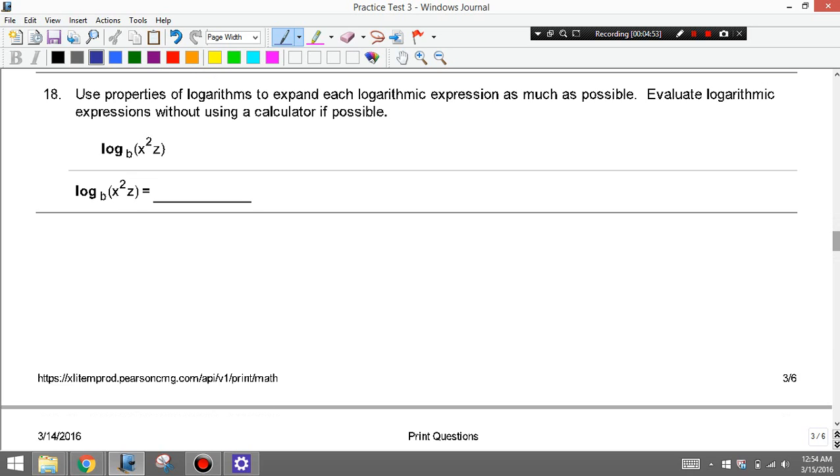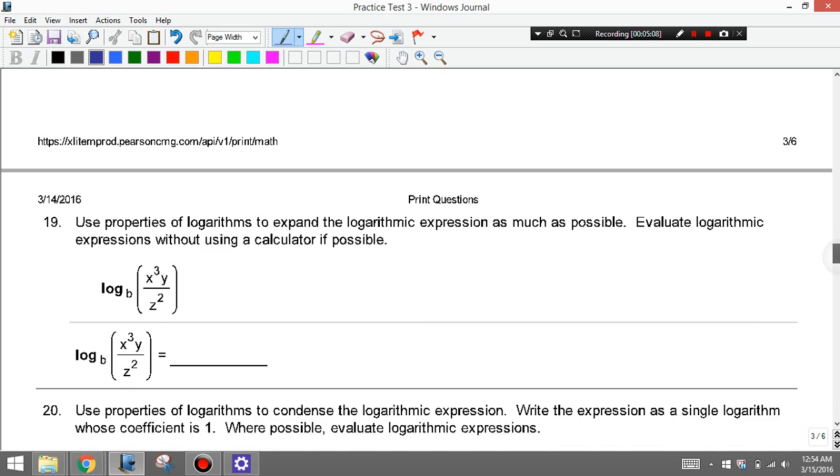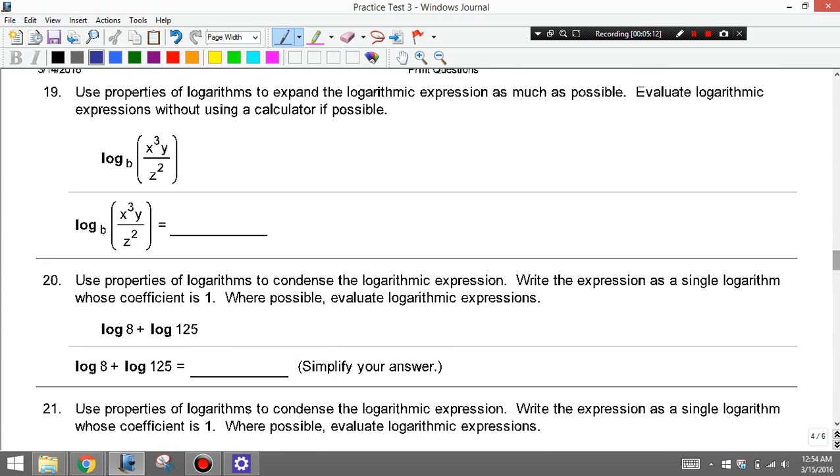We're going to start using these rules together. So this turns into 2 log base b of x with the 2 in front, plus log base b of z. Remember to put the base b. This has some multiplication, subtraction, and powers. All the powers go in front. 3 log base b of x plus y has no power, so there's nothing that comes out in front here. Log base b of y minus 2 log base b of z.